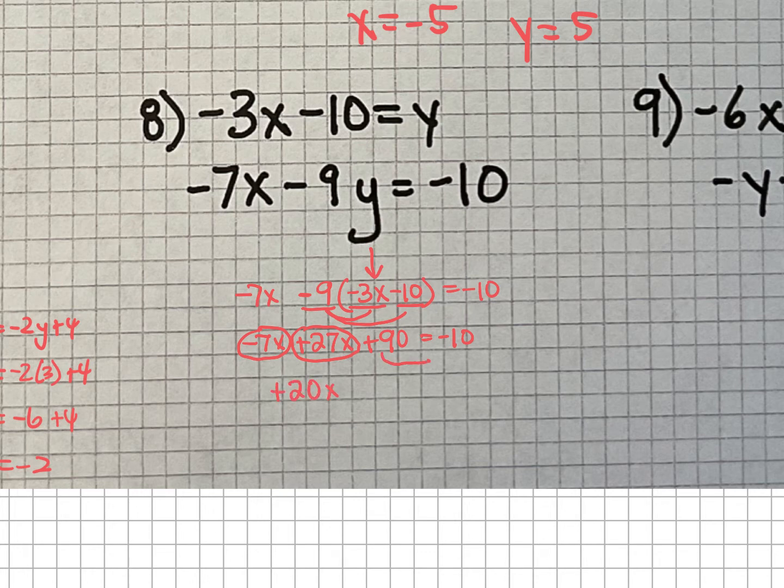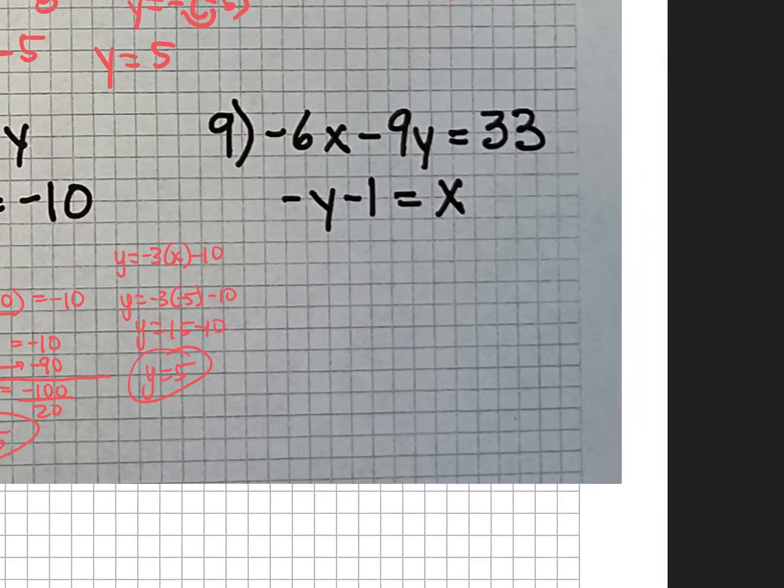The 90 moves to the other side and becomes negative 90. So we have 10 people on the negative team, and 90 more people on the negative team, which means now we have 100 people on the negative team. We divide by 20, and x equals negative 5. So x equals negative 5 and y equals negative 3 times x minus 10. Y equals negative 3 times negative 5 minus 10. Y equals 15. Positive 15 minus 10. Y equals 5.